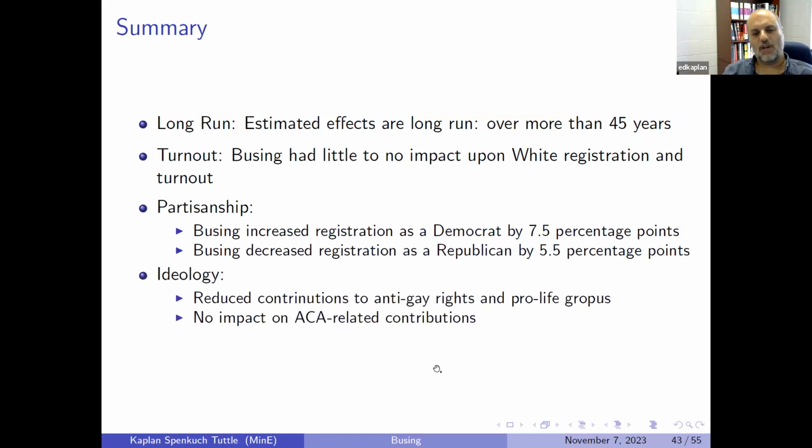We find no impact on ACA-related contributions, but we do see that it actually affected contributions to other progressive causes that are not related to race, and that might reflect that this busing experience caused a more general shift, not only in partisanship, but in ideology. Thank you very much.